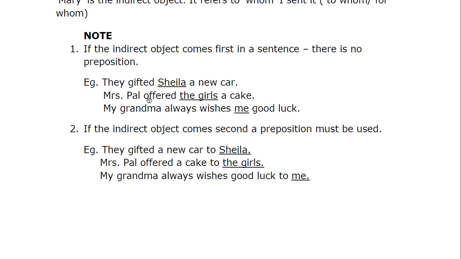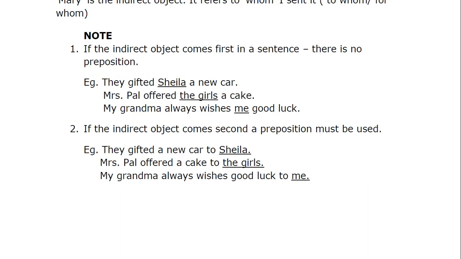Then, miss, the same sentence, okay? Just interchange the position of the direct and indirect object. Mrs. Pal offered. What did she do? Offer. Whom did she offer? The girls. But this is after the direct object. So you add to. Offered a cake to the girls. Next, my grandma always wishes good luck to me. So again you added your preposition. Clear? So if your indirect object comes after the direct object, you always have to add a preposition. Clear?